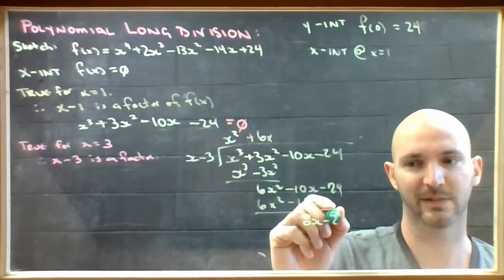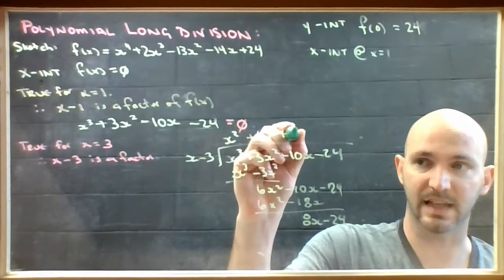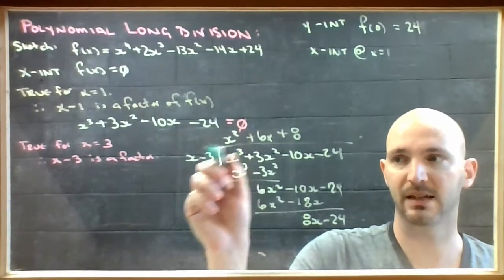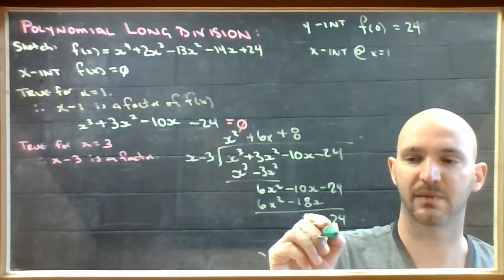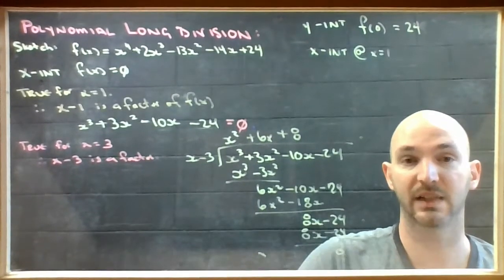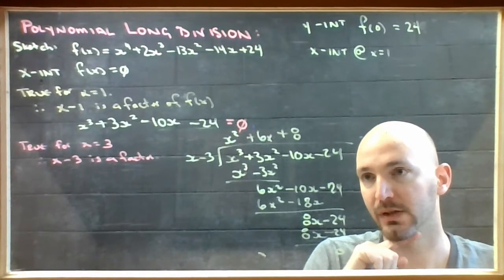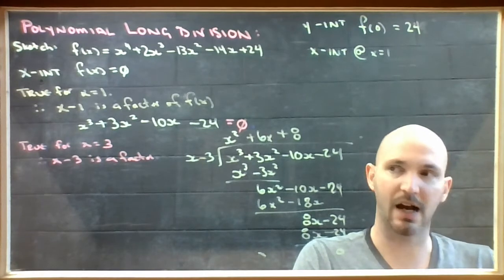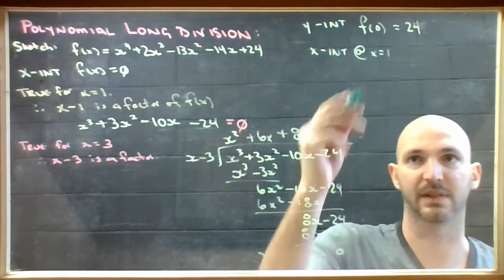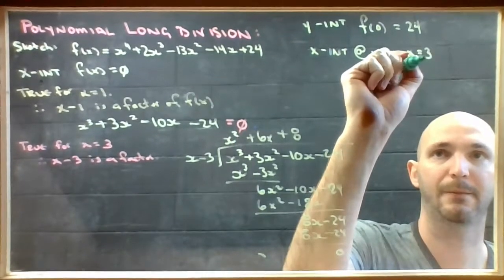Oh, that's good too. What times x is 8x? Well, that's just 8. 8 times x is 8x. 8 times minus 3 is minus 24, which divides evenly. That's encouraging. So this is all that's left. Okay, so I have x equals 1, x equals 3.